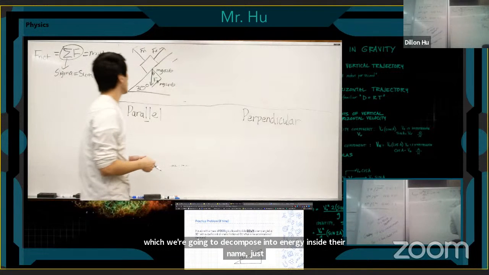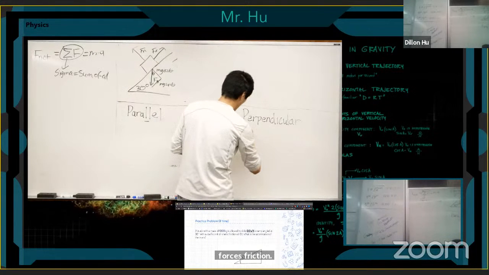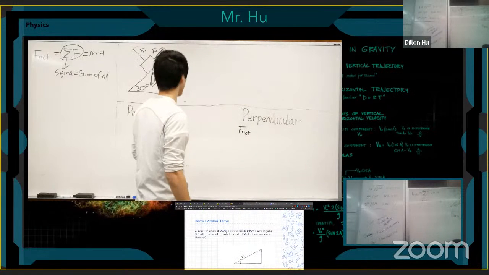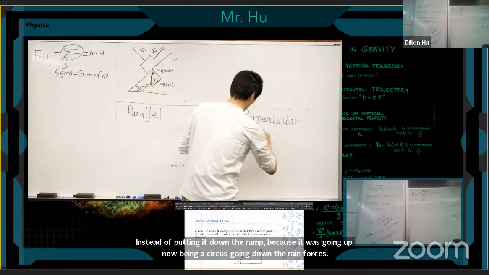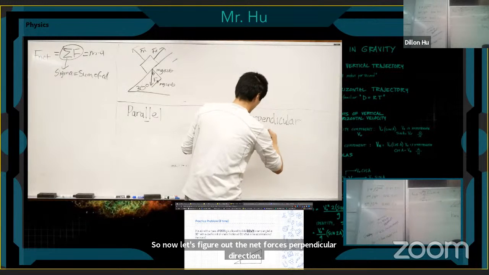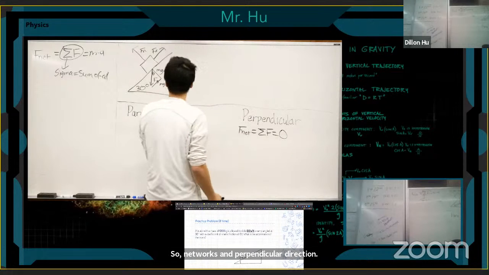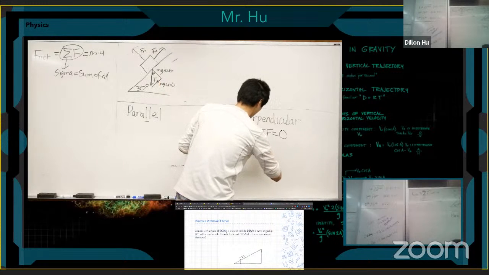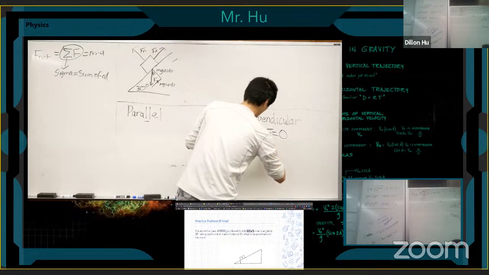Now let's figure out the net force in the perpendicular direction. The net force in the perpendicular direction is going to be 0 again, because it's neither going above the ramp nor below the ramp. In other words, the sum of all forces in the perpendicular direction is going to be 0. So the force pulling above the ramp, the normal force, is going to equal the force pulling into the ramp, which is just mg cosine theta.